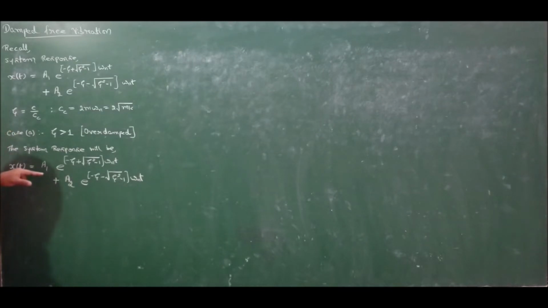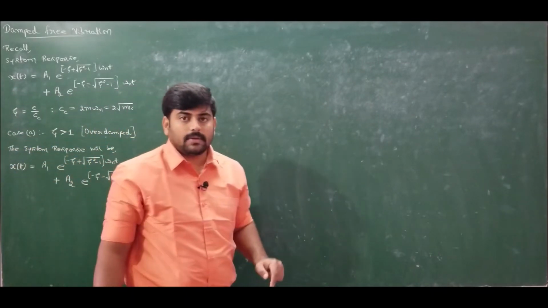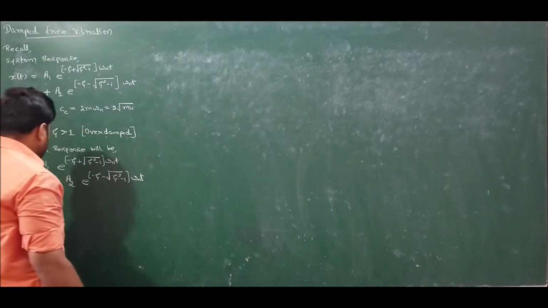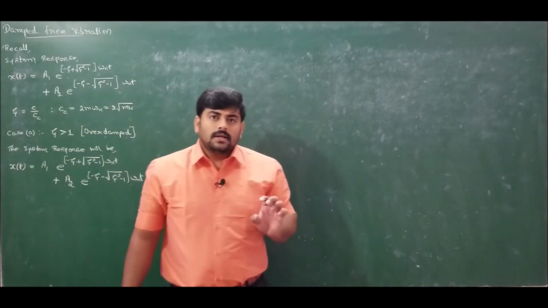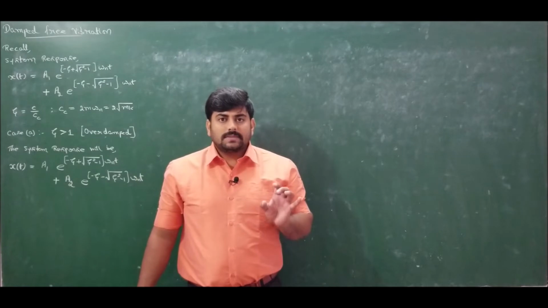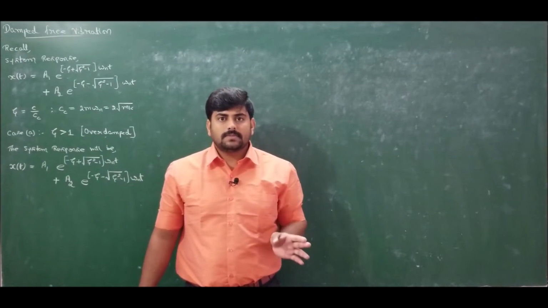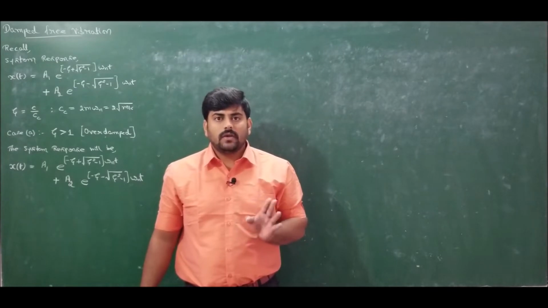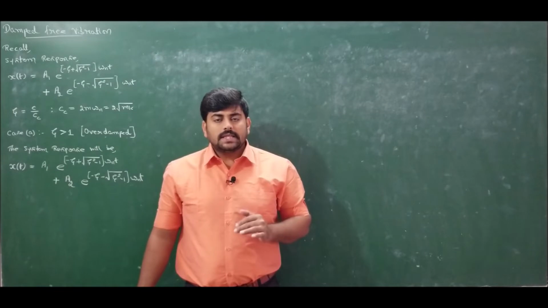Now if you carefully observe, in this equation a1 and a2 are nothing but constants. These constants can be determined by using initial conditions. As I already explained, the initial conditions are the ones which are specified based on time. For example, at time t equal to 0, what is the value of displacement? At time t equal to 0, what is the value of velocity? These conditions come under initial conditions.